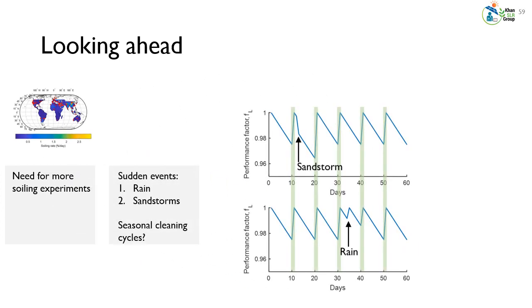Then there is this issue of sudden events, for example, rain and sandstorms. If you take these into account, then the question is, would seasonal cleaning cycles be better?